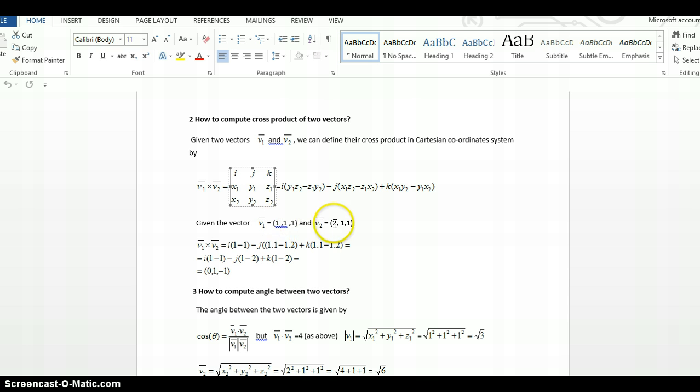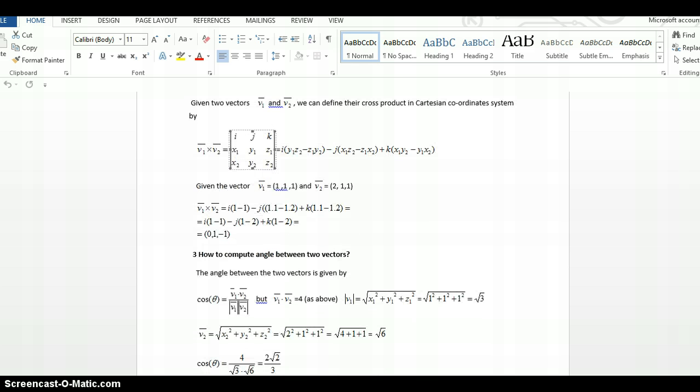So given these vectors, 1 1 1 and 2 1 1, if we try to do the cross product of these vectors, here is 1 1 1 and this other is 2 1 1. The product between them will just be i into 1 times 1 minus 1 times 1.